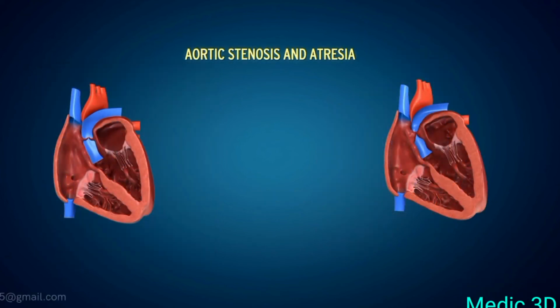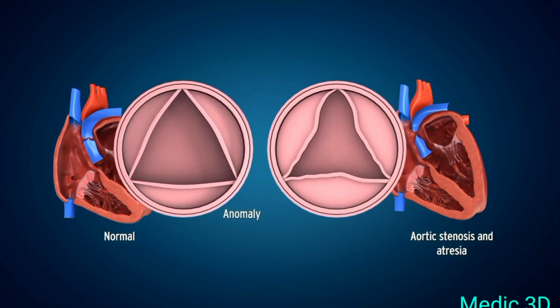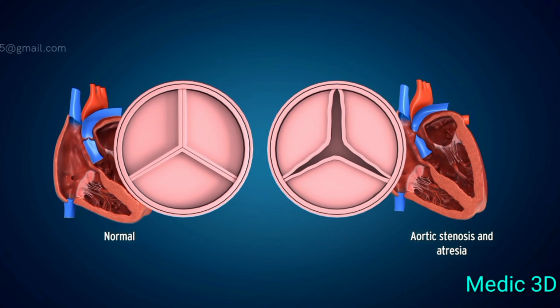Aortic stenosis and atresia. The most frequent congenital anomaly of the aorta is the bicuspid aortic valve. It does not have much functional significance but predisposes to calcification. Congenital aortic atresia is rare and is incompatible with life. Stenosis of aorta may be congenital or acquired.